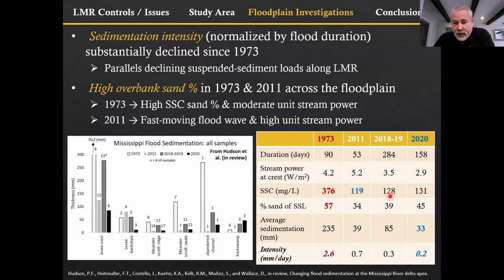When we begin to take a look importantly at the average sedimentation divided by the number of days overbank, the sedimentation intensities have declined from 2.6 millimeters per day during the floods of '73 all the way down to 0.3 and 0.2 millimeters per day of deposition in the more recent flood events. This parallels the declining suspended sediment loads that have been discussed in the literature along the lower Mississippi River through time.